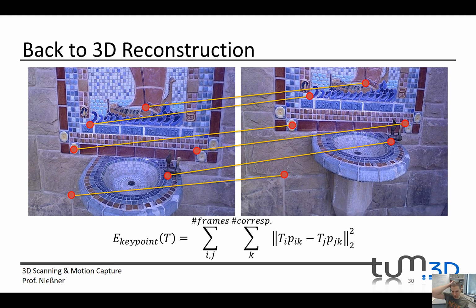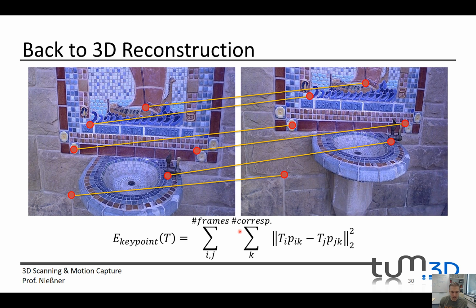So we want to, for instance, do RGB-D bundling, right? So again, we have frame pairs, we have correspondences between those frames, we have point correspondences here, we have transformations T_i and T_j, so we're optimizing for the T's. And this is a nonlinear least squares problem, right? So T is a transformation matrix composed of a rotation and a translation.